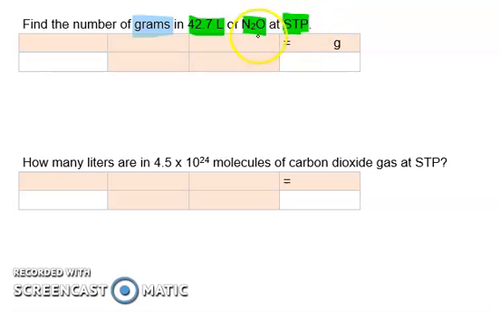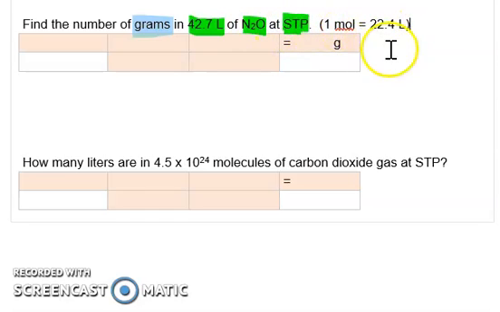All right, that's a lot of information given within this short amount of space. So when they say STP, what that means is that 1 mole is equal to 22.4 liters for any gas. So 1 mole is going to equal 22.4 liters at STP. Okay, so we started with 42.7 liters. We have to somehow get from liters all the way to grams.